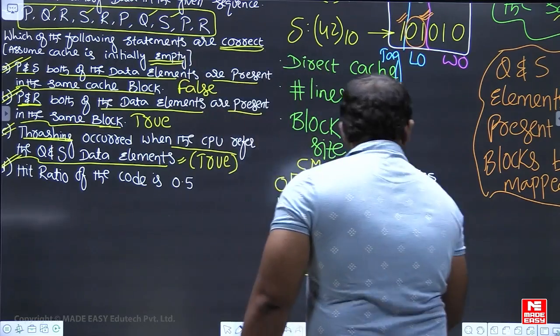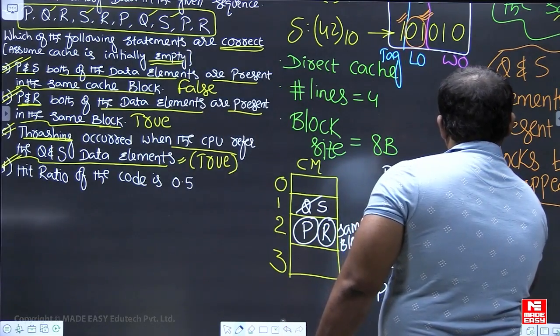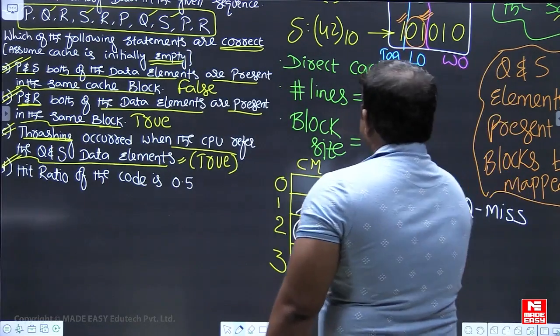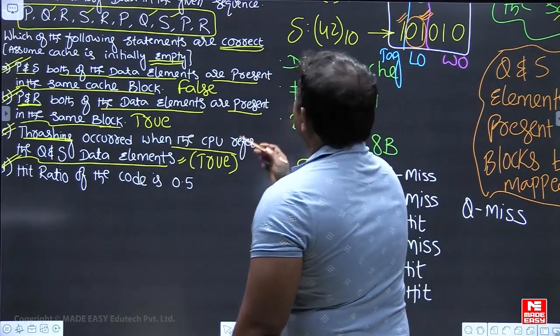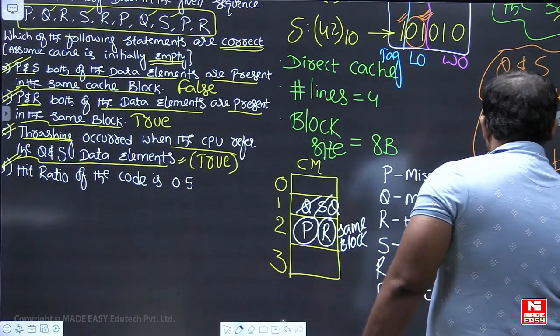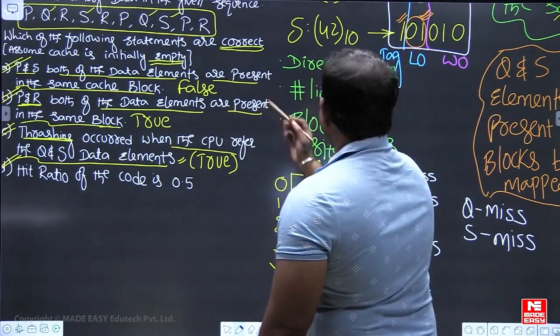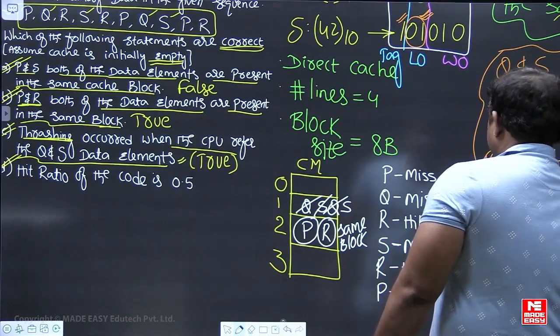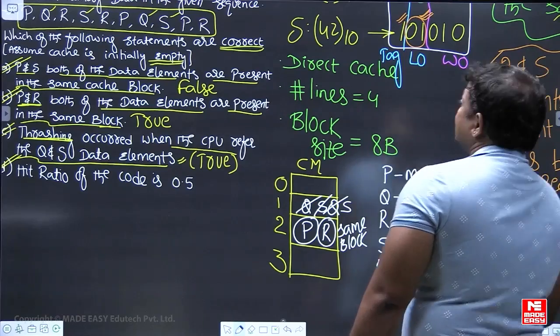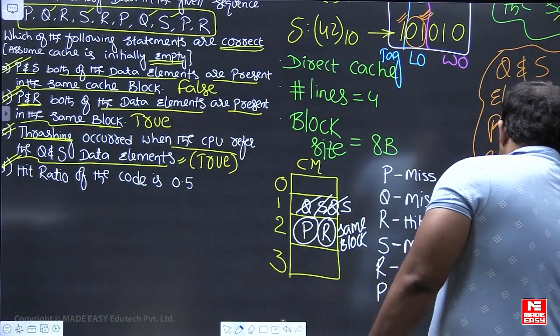Then Q. Q is a miss. When Q is a miss, S is replaced with Q. Then S. S is a miss. When S is a miss, Q is replaced with S. Then P, hit. Then R also hit.